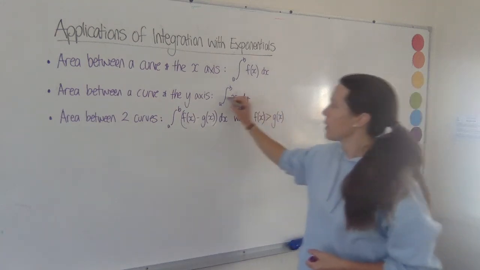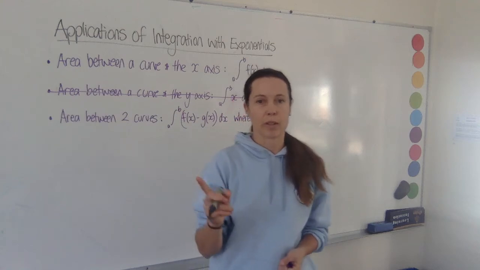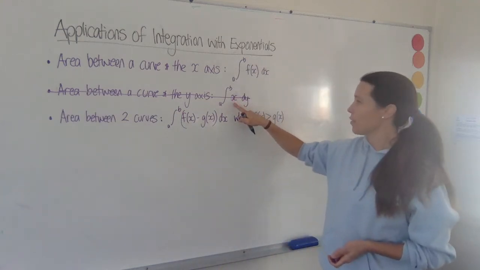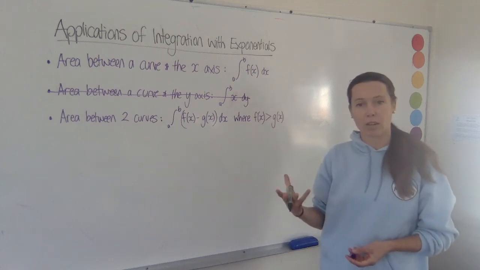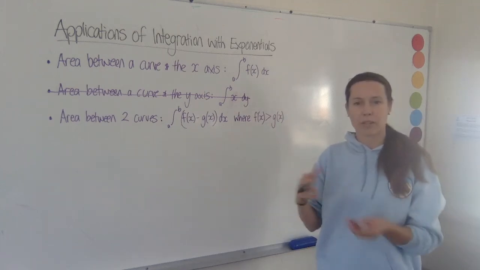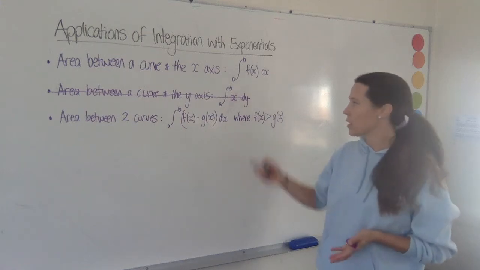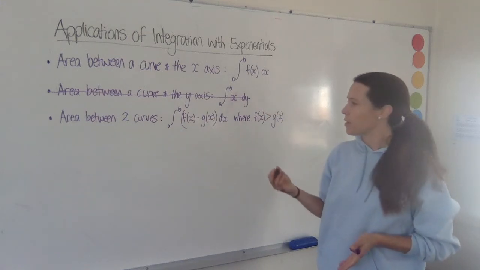But we won't be doing that with exponential functions. And the reason we won't be is because when we rewrite an exponential function in terms of x, we end up with a log. And in this course, we don't integrate logs. There's no simple, easy way to do it, and it's not part of this course. So we won't get questions like that for this topic.